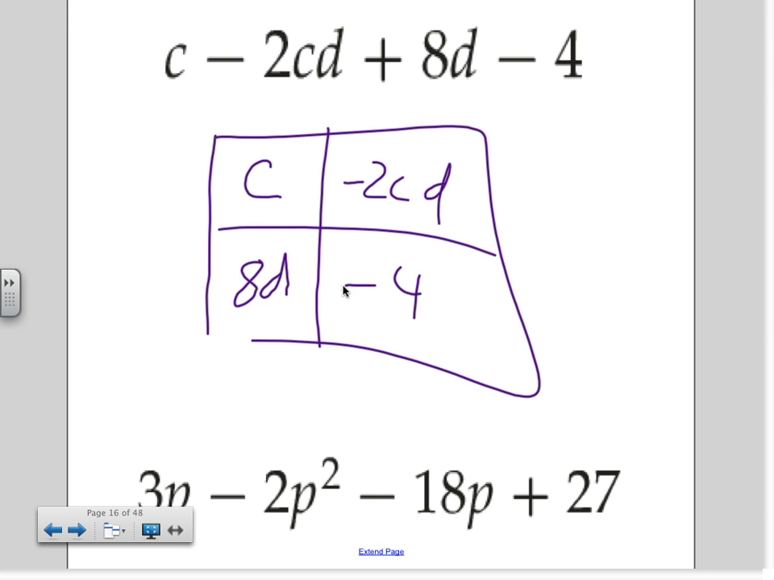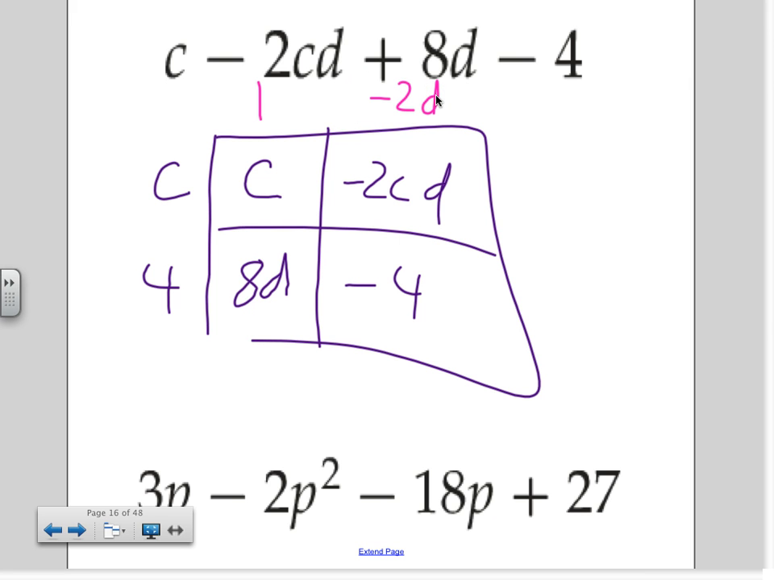Is there anything for the first row that I can take out? C. So I can take out a C. What about the second one? 4. Take out the GCF. Now that I have the corresponding side, I look at the top. C times what is C? 1. C times what is negative 2CD? Negative 2D.